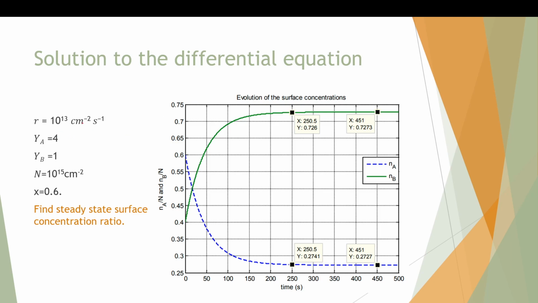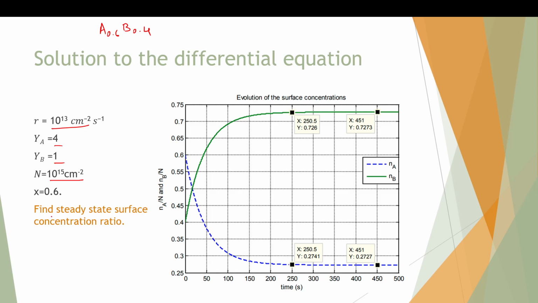This solution is for r equal to 10 power 13, Ya is 4, Yb is 1. The total number of surface atoms is 10 power 15, and x is 0.6. So the alloy that we are depositing is of this form.